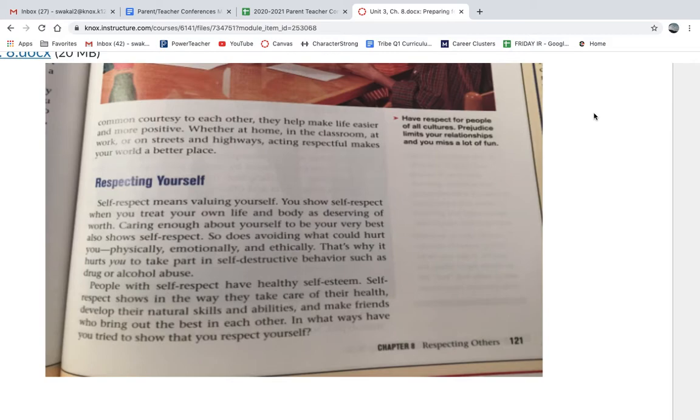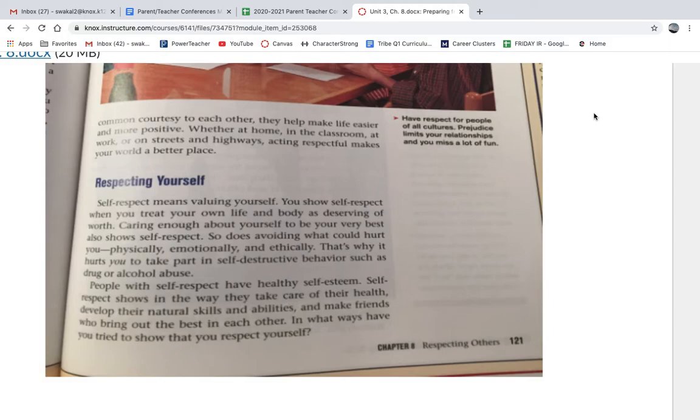Okay, respecting yourself is another section. Self-respect means valuing yourself. You show self-respect when you treat your own life and body as deserving of worth. Caring enough about yourself to be your very best also shows self-respect. That's why I keep, I guess, complaining at you about being your absolute best in school. Like if you're a C student, I want you to make yourself your very best and try to get B's and A's. Or if you are getting all D's, maybe try to get all C's or above.